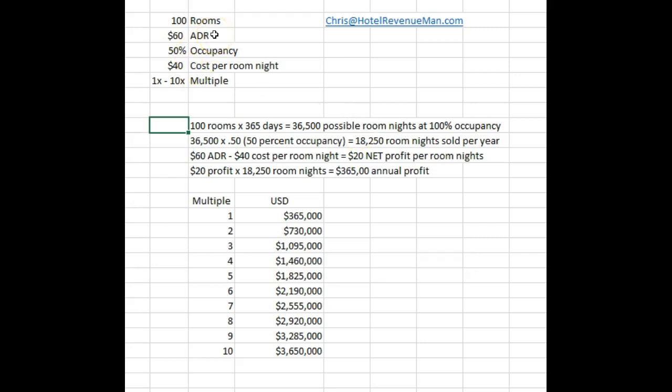We have a $60 ADR. We have a $40 cost. That means there's a $20 profit. Now, for this example, this is net profit. That $40 is a really big number.